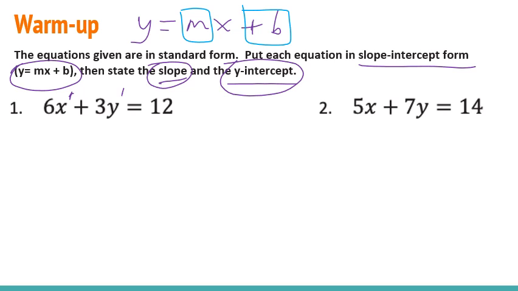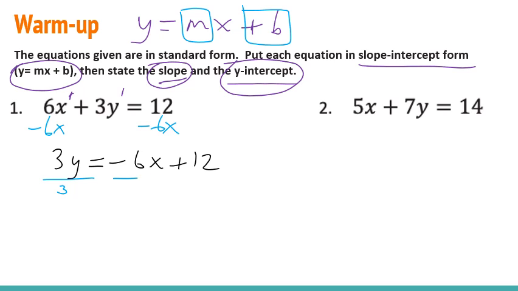So let's do that here with number one. What I want to do here is isolate the y variable. So I'm going to subtract 6x from both sides. So now I've got 3y equals negative 6x plus 12. And then I'm going to divide by 3, and make sure I divide everything by 3 to keep it all even. So it's going to be y equals negative 2x plus 4.